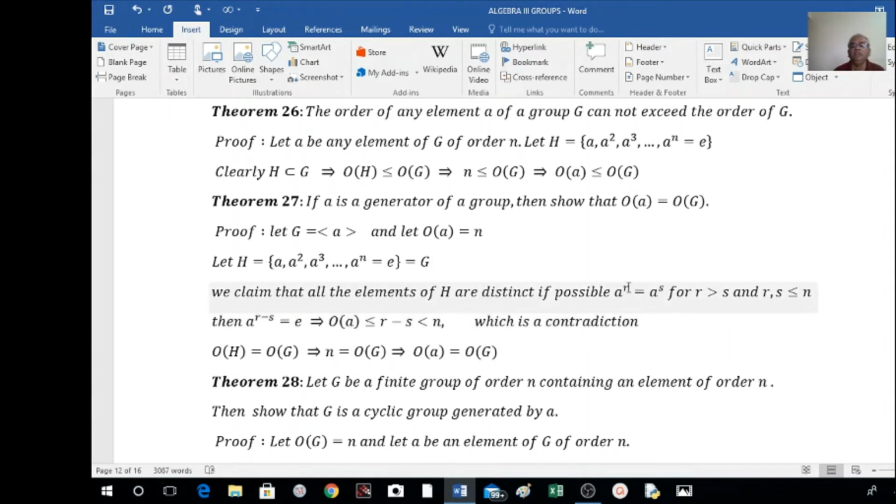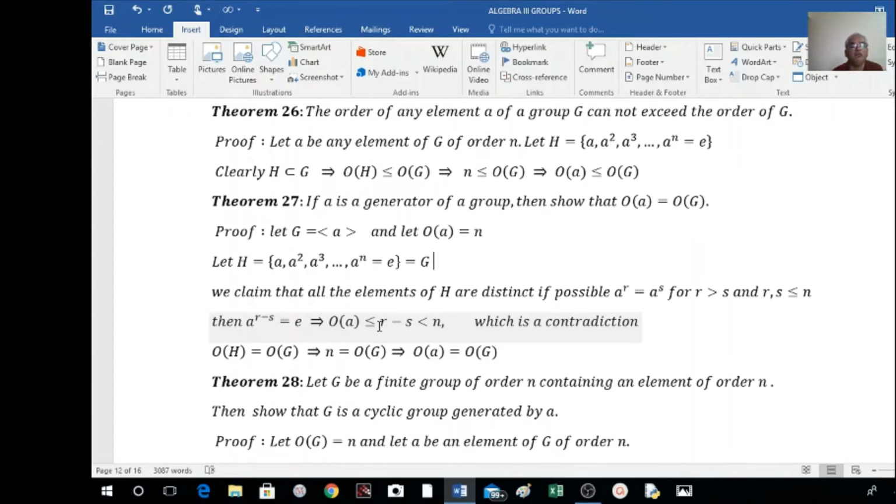Then if these two are the same, taking this to the left hand side, what I am getting here is A to the power of R minus S is equal to E. That means I am operating by A power of minus S on both sides on the right. The right side becomes A raised to S into A raised to minus S, which is nothing but identity. So A raised to R minus S is equal to E, which implies that order of A is less than or equal to R minus S.